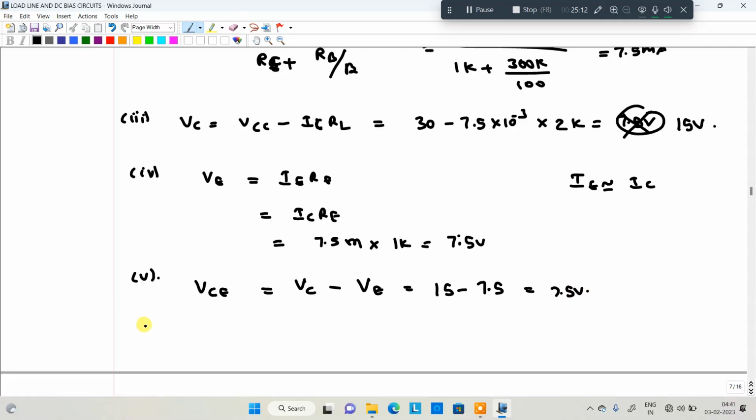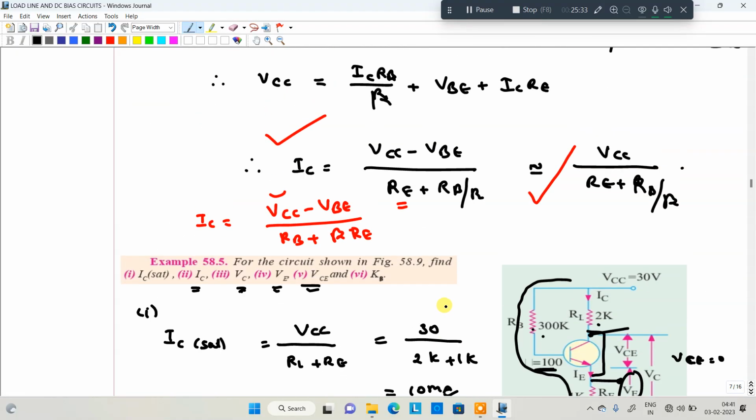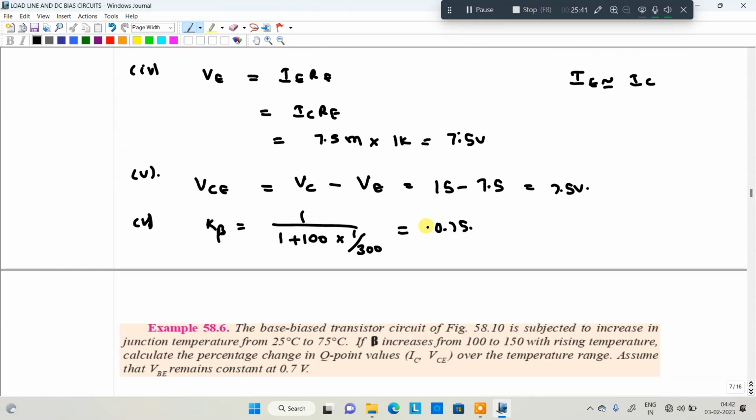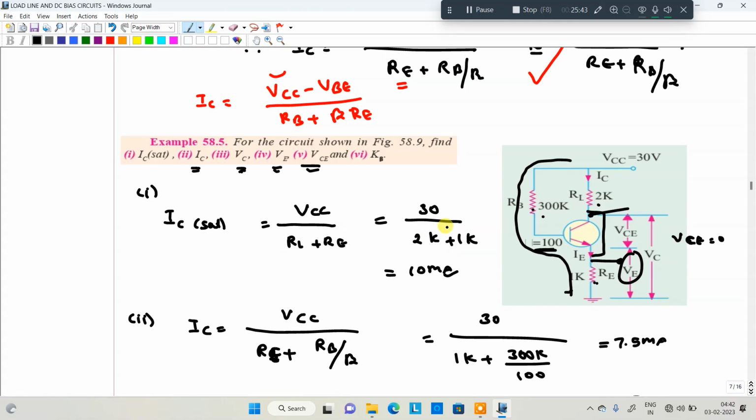So, last one, K beta, the sensitivity factor, is 1 divided by 1 plus beta, you know the formula, beta into 1 by beta, that will be equivalent to 0.75. You know the formula for that: 1 divided by 1 plus beta into RE by RB. Okay, so using that formula I did that. So finally you got some clear idea about how to find out the solutions. Clear?